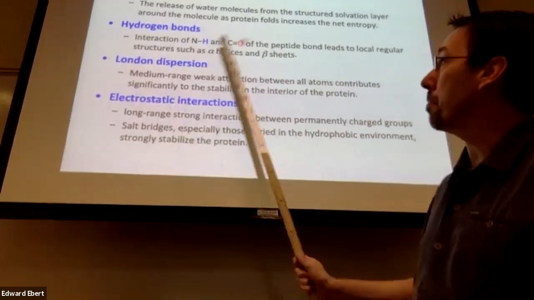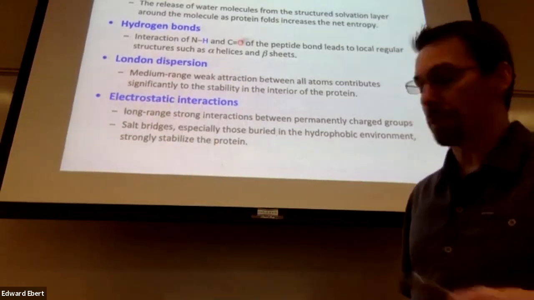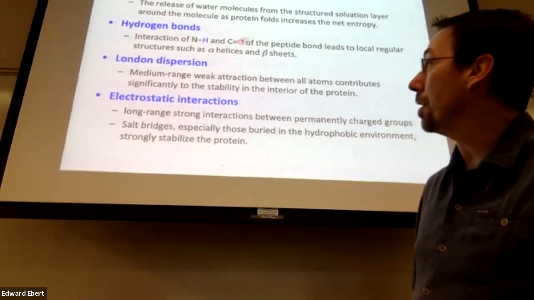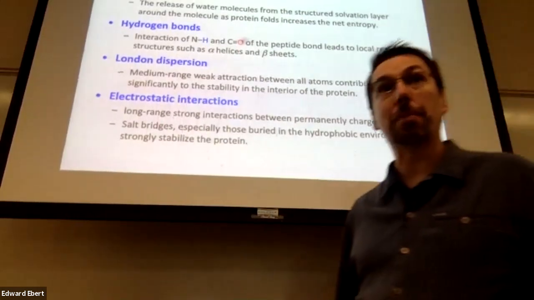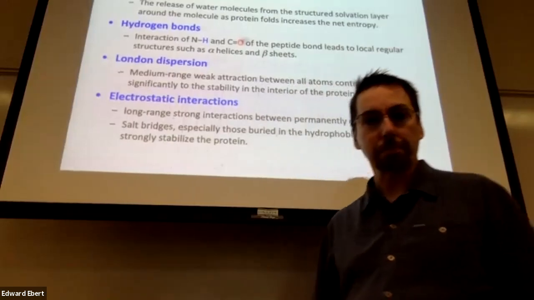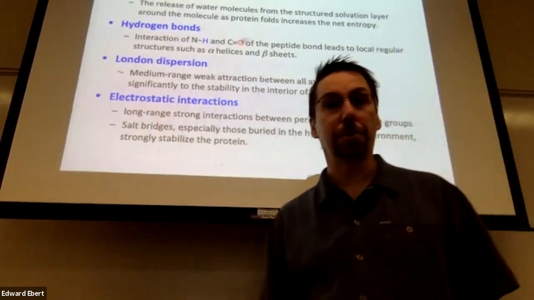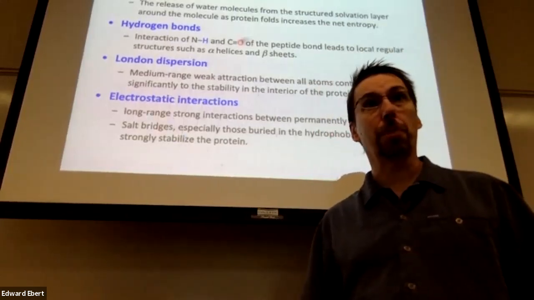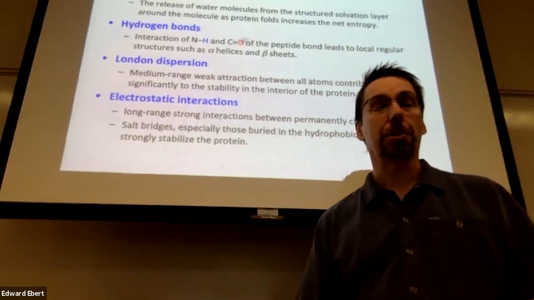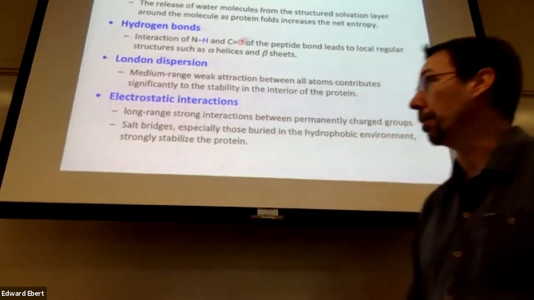Hydrogen bonds, massive stuff going on in there. Our London dispersion, again, weak interactions in here that just kind of hold things stable. Our atoms kind of want to be near each other. And then we'll have some electrostatic interactions as well. We can have our permanently charged molecules, our stable charges that are in there. They can interact with each other over much longer distances and help stabilize the overall structure.